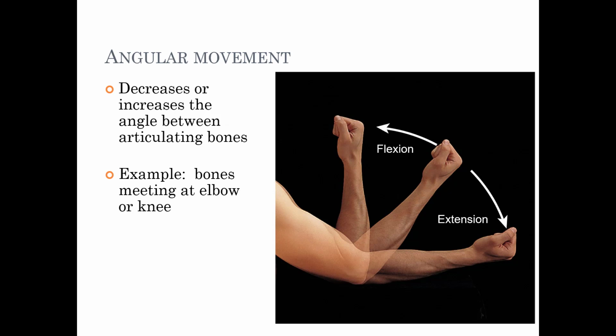We have an angular movement. An angular movement decreases or increases the angle between the articulating bones. For example, we have the humerus in the upper arm and the radius and ulna in the lower arm. And we can see here that as the lower arm moves towards the shoulder, this is flexion, where the angle between the two bones decreases. And then, of course, as the hand moves down, you can see that the angle between the two bones, the upper arm and the lower arm, increases, and that's extension. This is an angular movement.